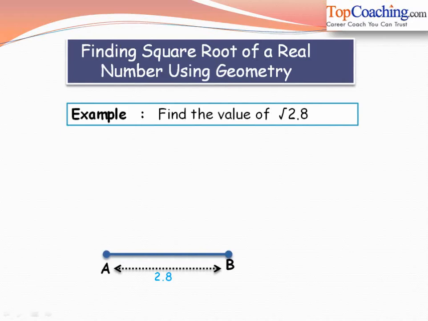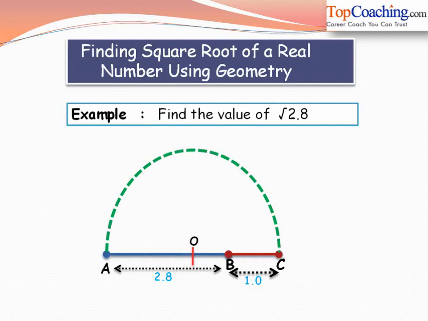Now, in the next step, we draw a line segment BC of length 1 unit. So, from B, we draw a line segment BC of length 1 unit. Now, in the next step, what we do is we take the midpoint of AC. So, AC is also a line segment and we take the midpoint of AC to be O. Now, what we do is we take AO or OC as a radius and cut an arc this way.